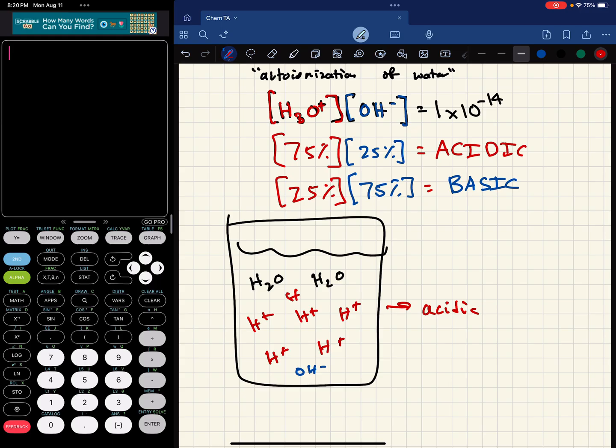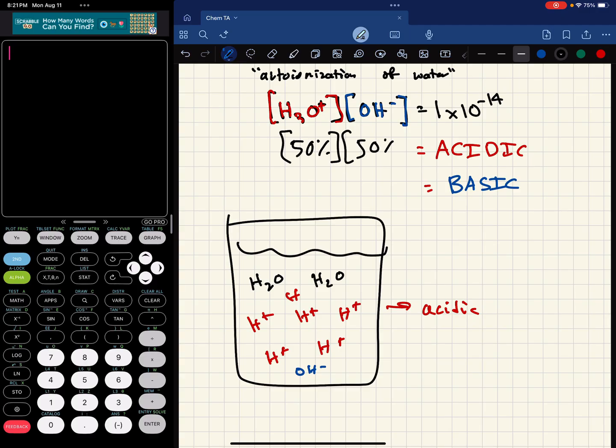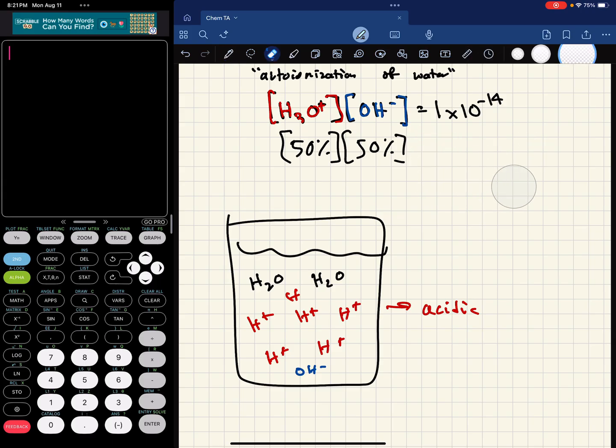And this doesn't happen naturally. This happens when you put other things into water. Typically, at its most natural form, water is at 50-50, okay? It has 50% H3O plus and 50% OH minus, because it's just like normal water. It's just H2O at its natural form. It's not really ionizing, it's just normal. So we have an equal concentration, and our pH is going to be 7. That's like neutral pH, right?